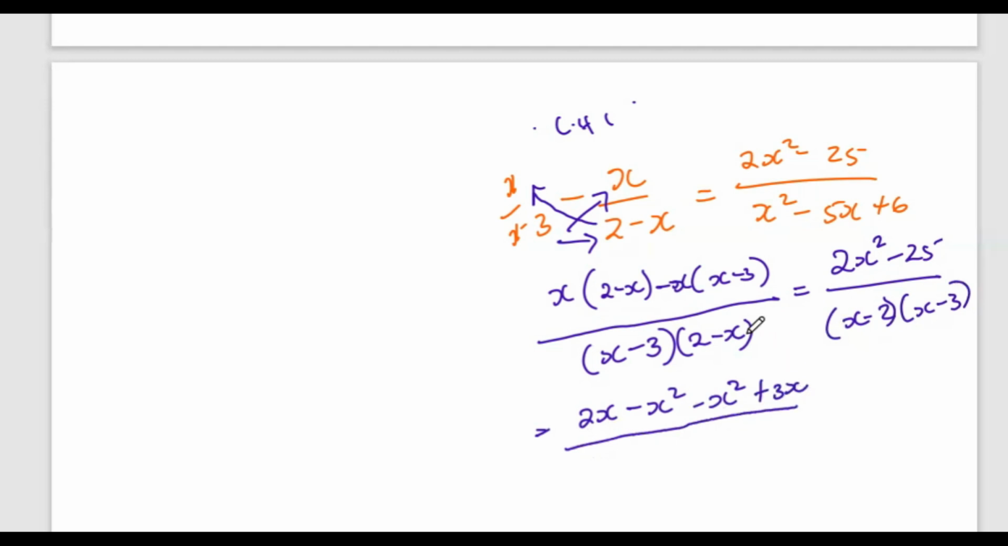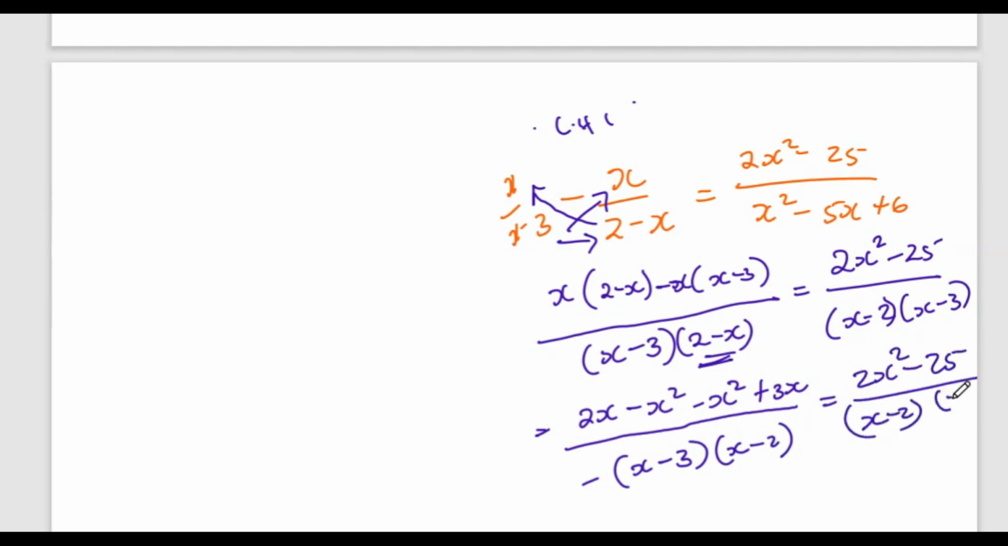over what I can see is that these brackets just look the same as these others. The only difference, I'll take out a negative sign there. So it's going to be negative this. The negative I'm taking out is from this bracket here, so that it is x minus 2. It's equal to 2x squared minus 25 over x minus 2, and then x minus 3.